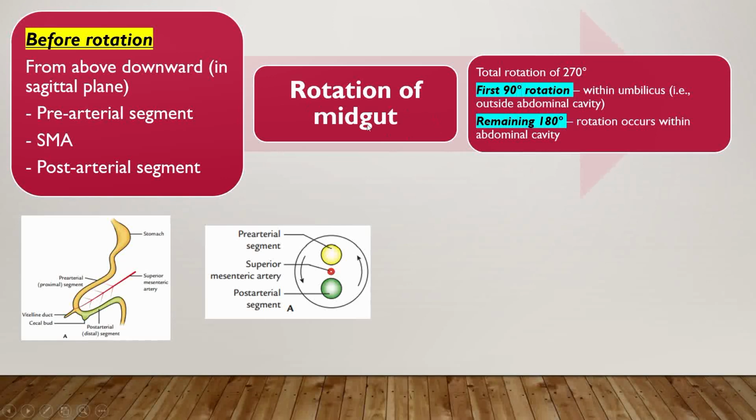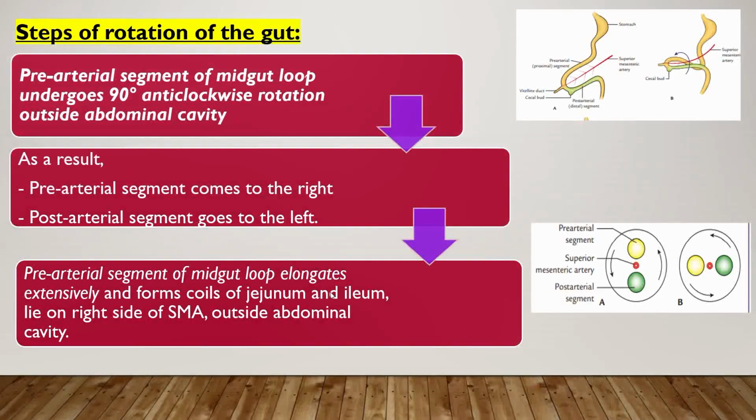Now because of rotation of midgut there is a position change in all these three structures. So the total rotation is of 270 degree, first 90-degree rotation occurs within the umbilicus, that is outside the abdominal cavity, and remaining 180-degree occurs within the abdominal cavity. So you remember this, again I am repeating, pre-arterial segment is uppermost, then there is superior mesenteric artery, then there is post-arterial segment in sagittal plane from above downwards.